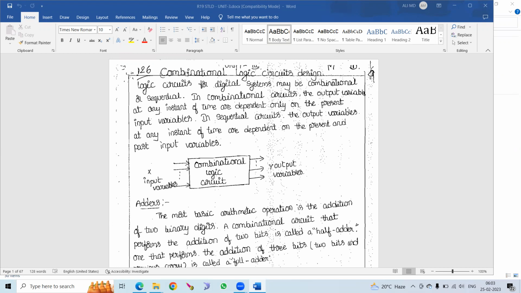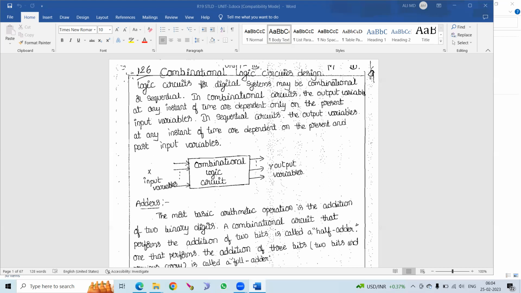It is a small topic about a combinational logic circuit and its design. It is from digital electronics. Logic circuits, based on the applications and the requirement, can be classified into two types: combinational logic circuit and sequential logic circuit.